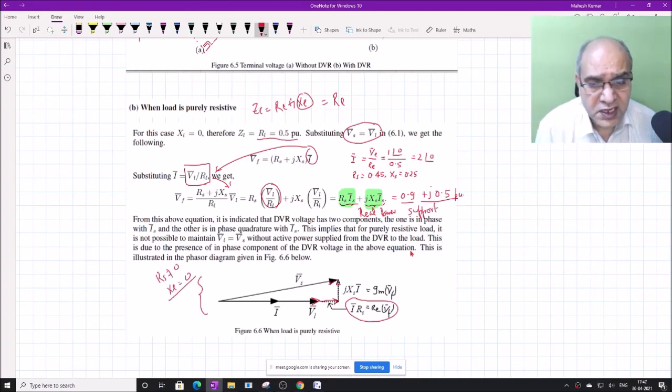So for this scheme, it's not possible to realize BL equal to Bs without real power support. If you have a real power support, you can realize this. But normally we don't have real power support to the compensator.